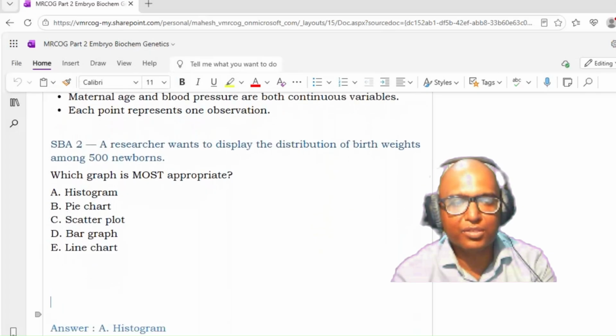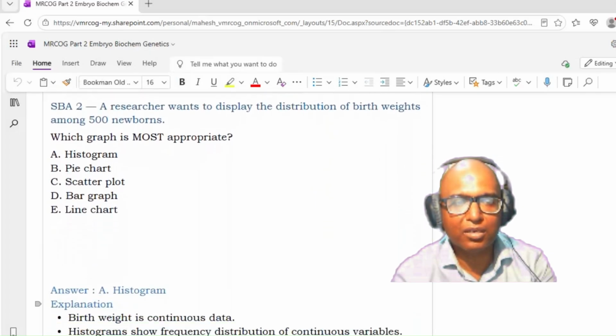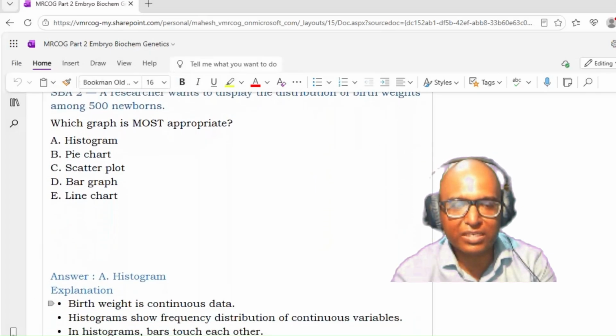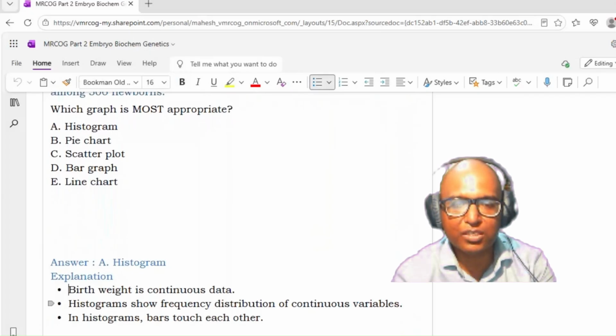This is your continuous variable, so go for histogram. Birth weight is continuous data. Histogram shows frequency distribution of continuous variable. So in histograms, bars will touch each other. So this is continuous data. Okay.